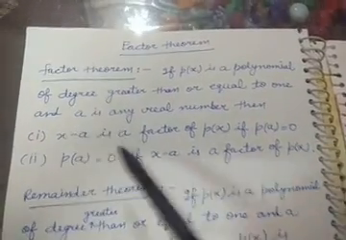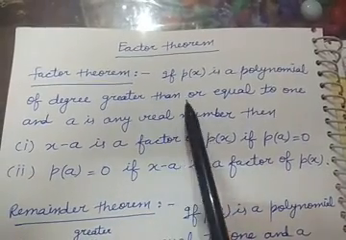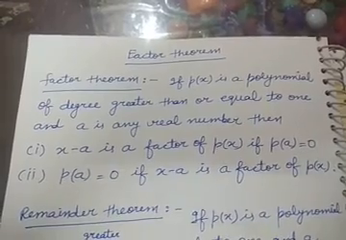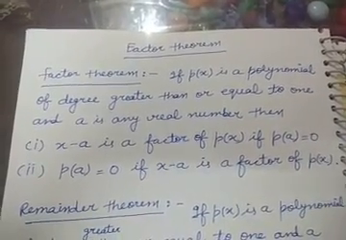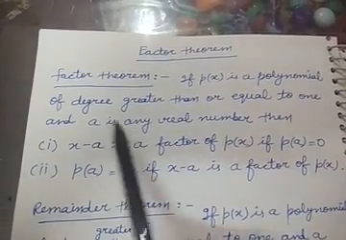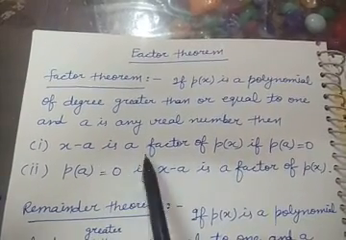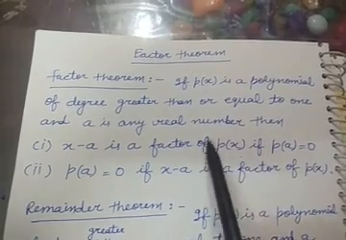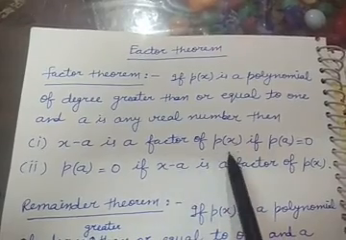So what is the statement of factor theorem? If p(x) is a polynomial of degree greater than or equal to 1, means its degree can be 1 or greater than 1, and a is any real number, then x minus a is a factor of p(x).